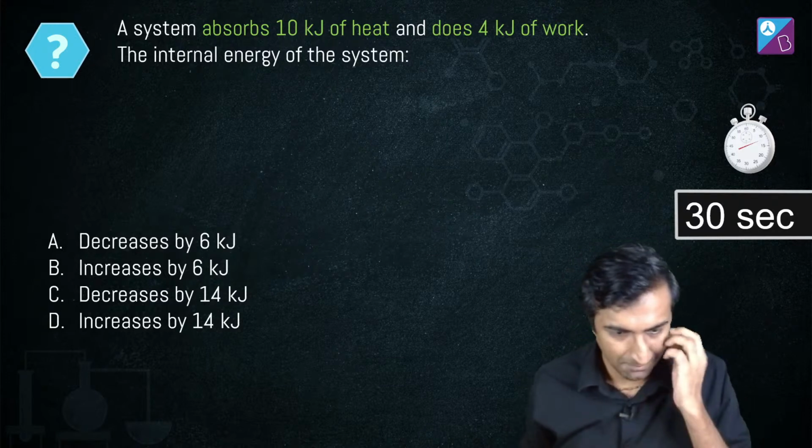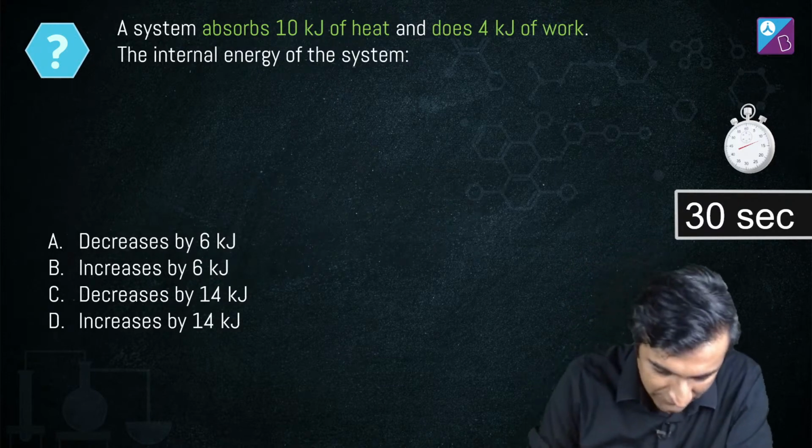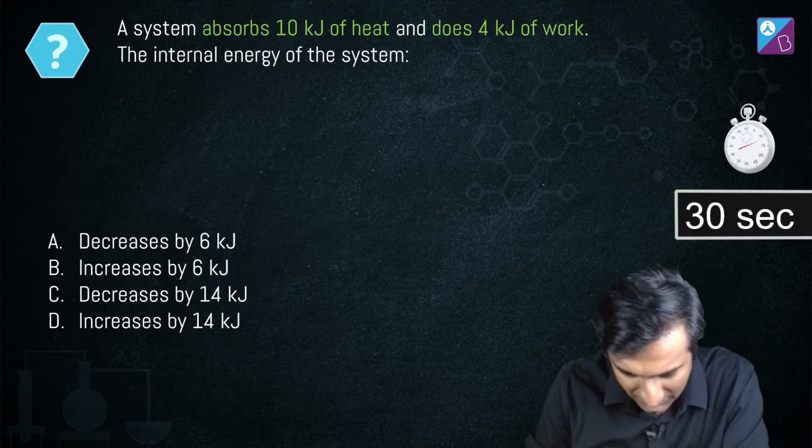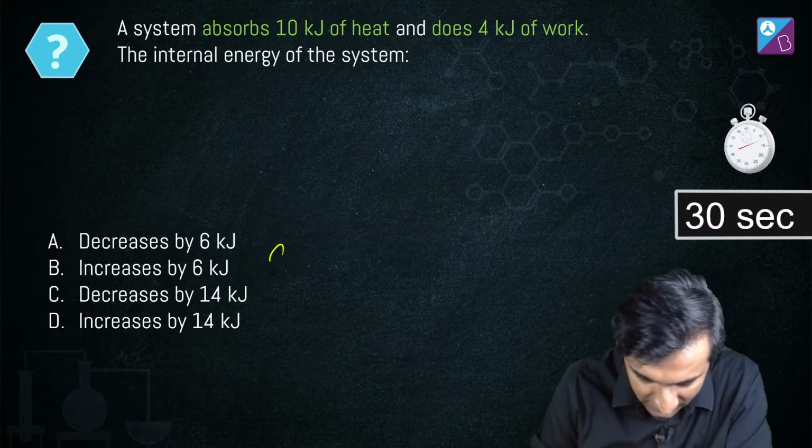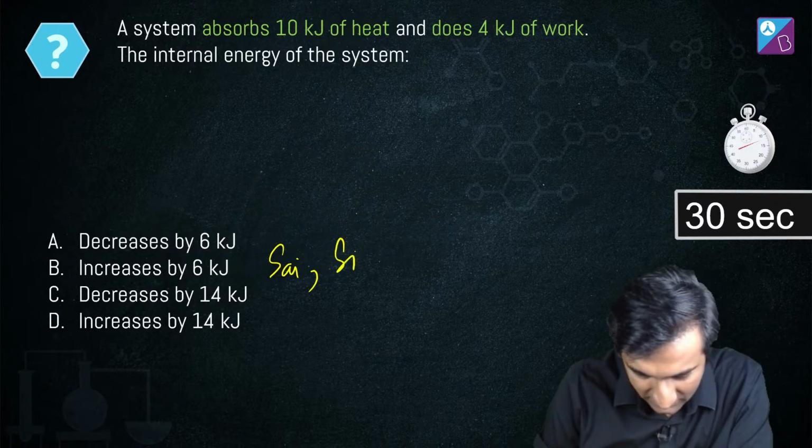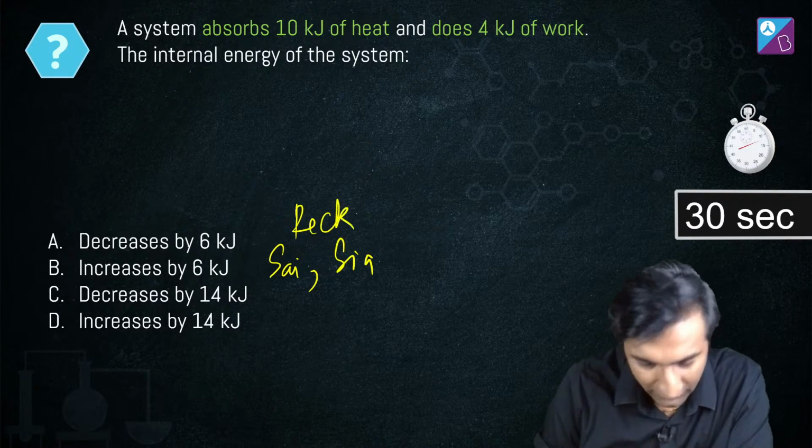Okay. All right. B and B. Sai and Rek are both saying B. Sweet. Must be B then. I trust you guys. Sai, Sia, and Rek are all going with B.